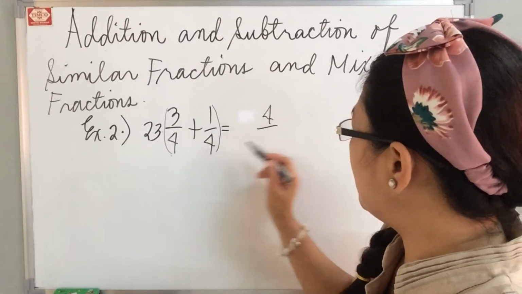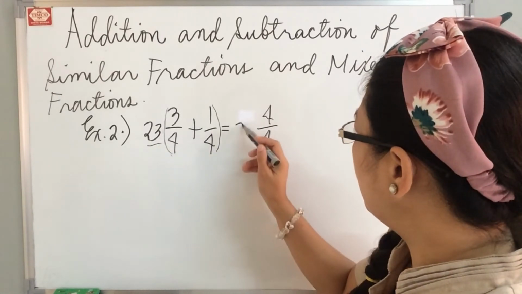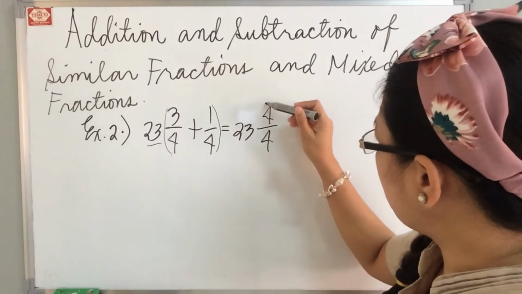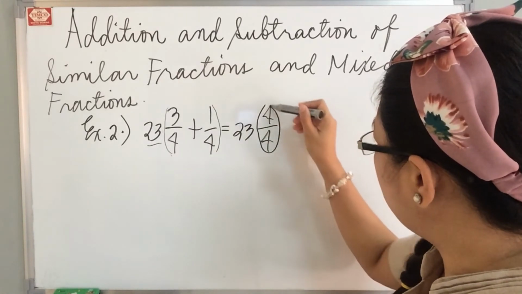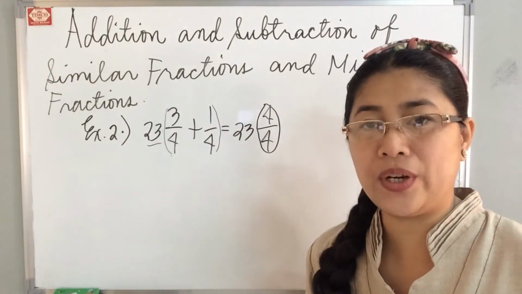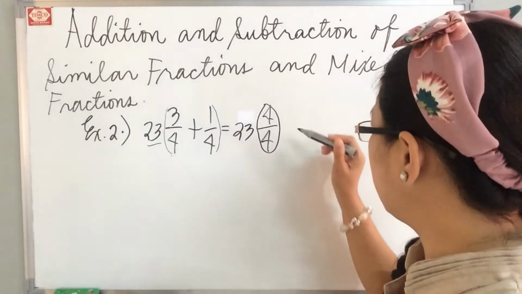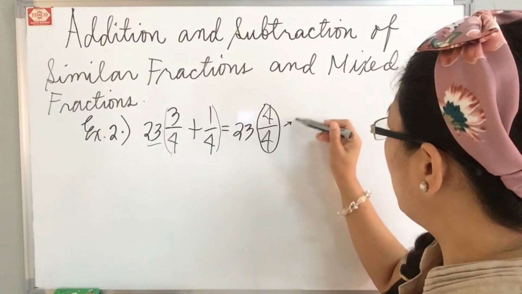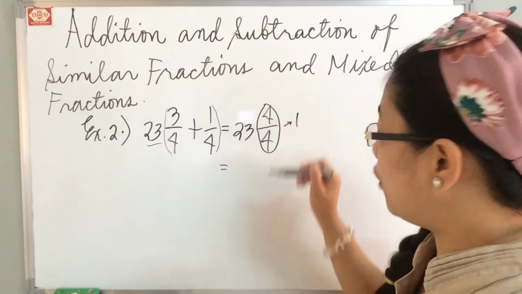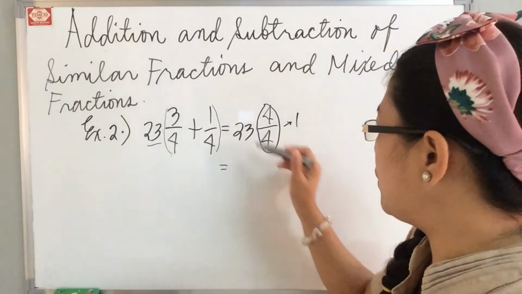over our denominator, which is 4, and copy the whole number. Okay, observe our fraction here. We have 4 over 4. If our numerator and denominator are the same, that fraction is equivalent to 1. So, let's add 4 over 4, the equivalent form of 1, to our whole number.